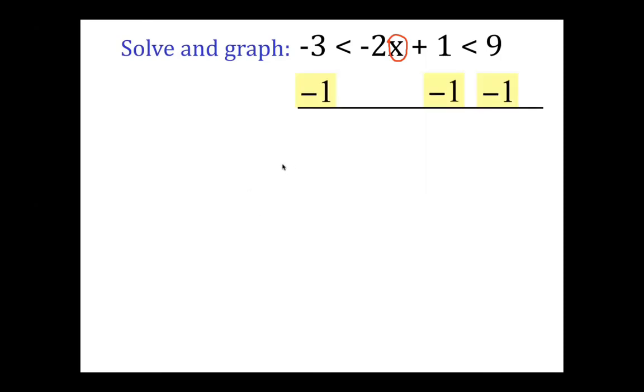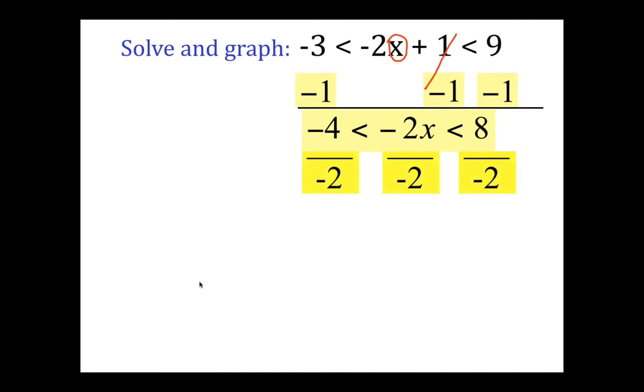So first, I'm going to undo any addition or subtraction as we did with multi-step inequalities. In this case, we're going to have to subtract 1 from all three sides. So this 1 will cancel. And now you have -3 minus 1, which would be -4 is less than -2x is less than 8. And finally, go ahead and undo your multiplication, which is -2, by dividing everything by -2.